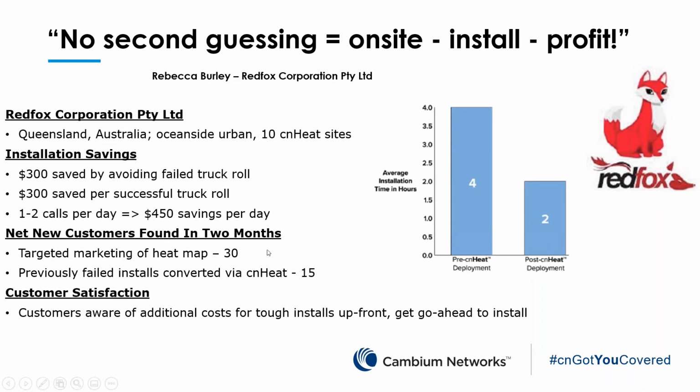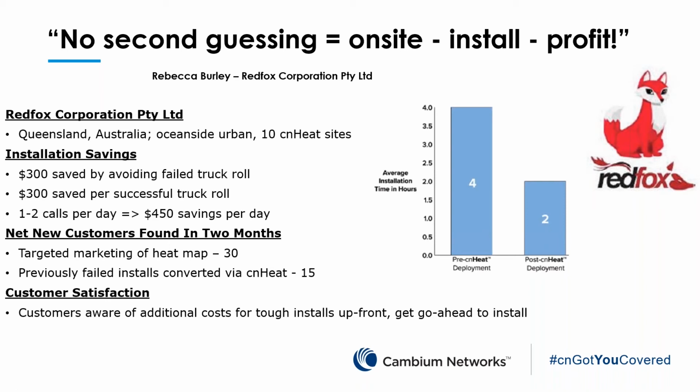Another advantage that Redbox did that we haven't talked about here is, even though they don't have cnHeat identify where we can tell them addresses a target market, they did this on their own. They used the heat map and cross-referenced it to customers they don't already have, and then they did targeted marketing, and within the first 2 months they found 30 new customers generating revenue for them.